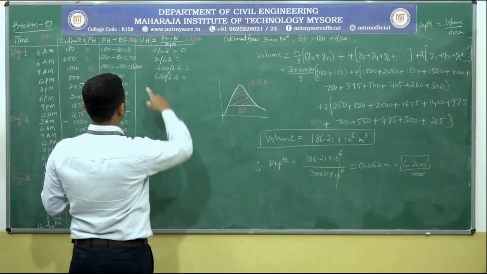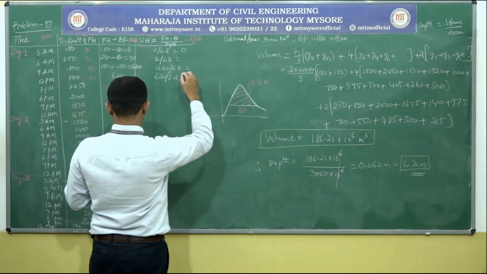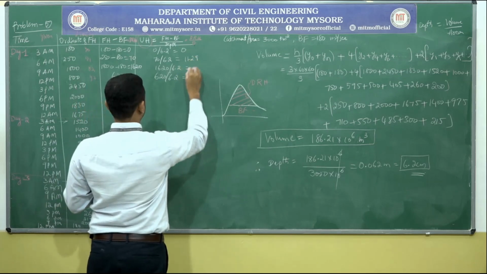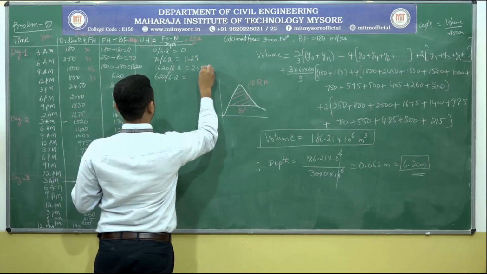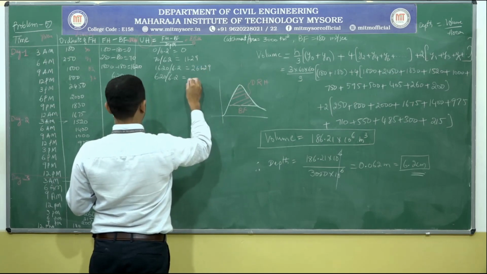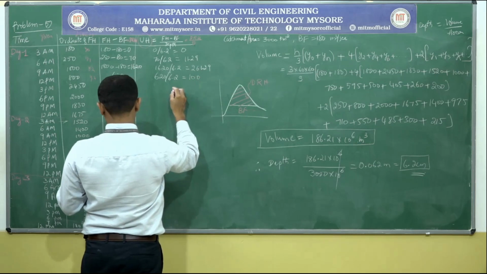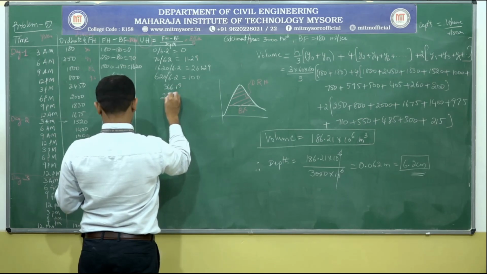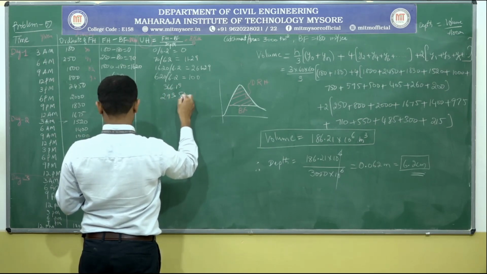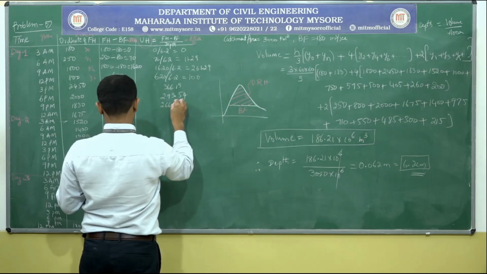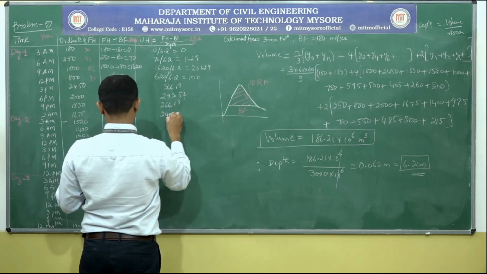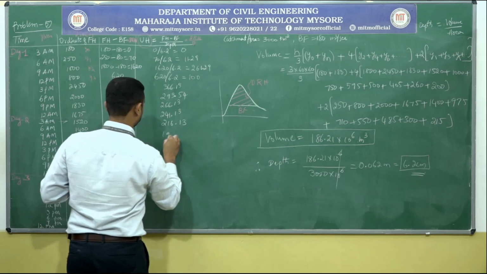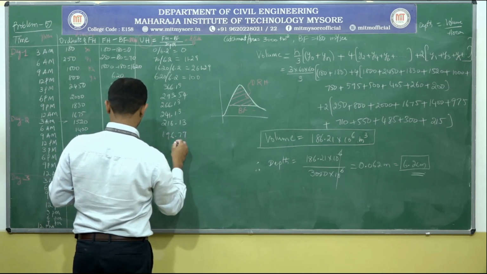Okay, 0. 70 by 6.2, you will get 11.29. Next, 261.29. Then you will get 100. Yes, you will get 100. Then 366.13. Then 293.54. Then 266.13, 241.13, 216.13, 196.77.